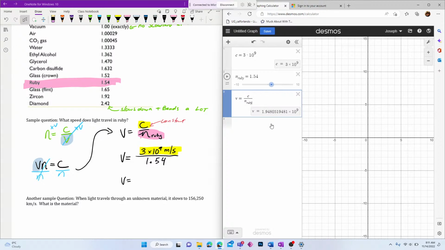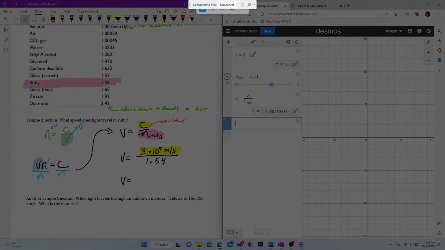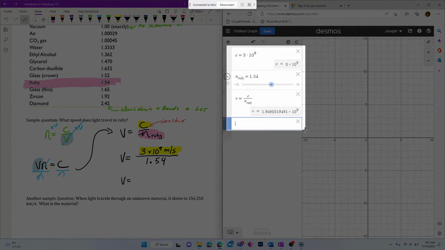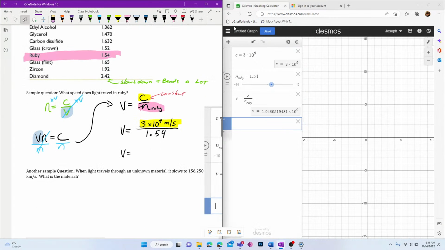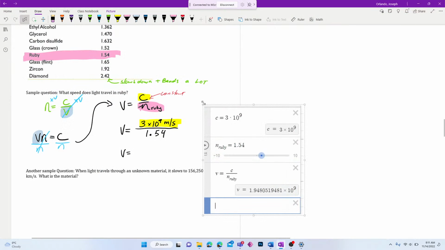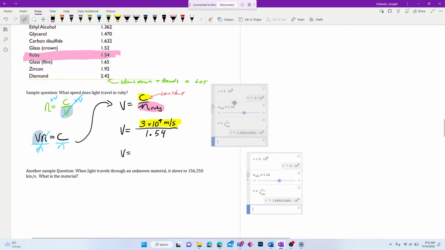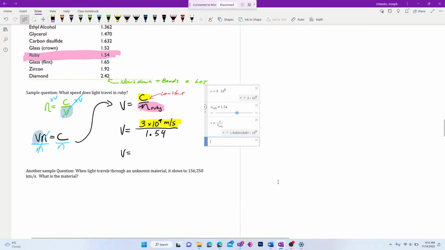And what do we get as our speed? 1.94, 1.95 times 10 to the 9. In other words, when light goes through a ruby, it's only going about 2/3 of its usual speed. That's a serious slowdown, right? 1.94 times 10 to the 9 meters per second.